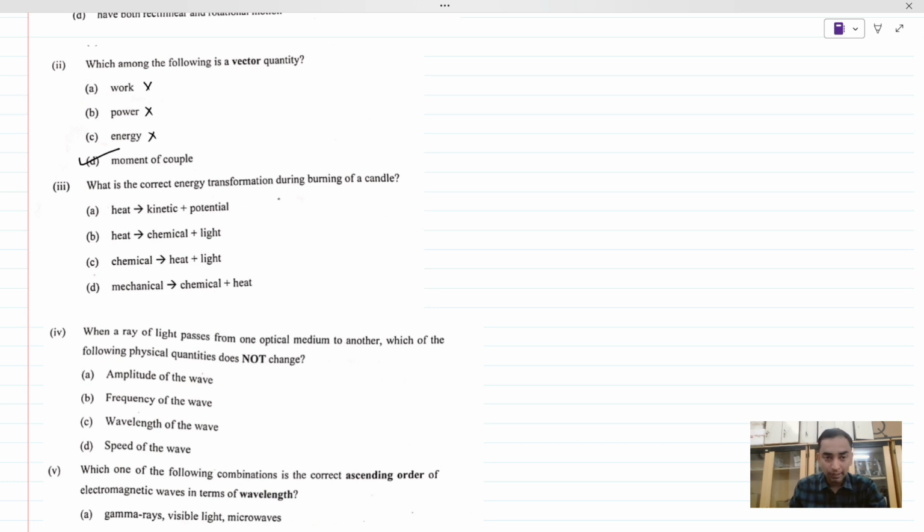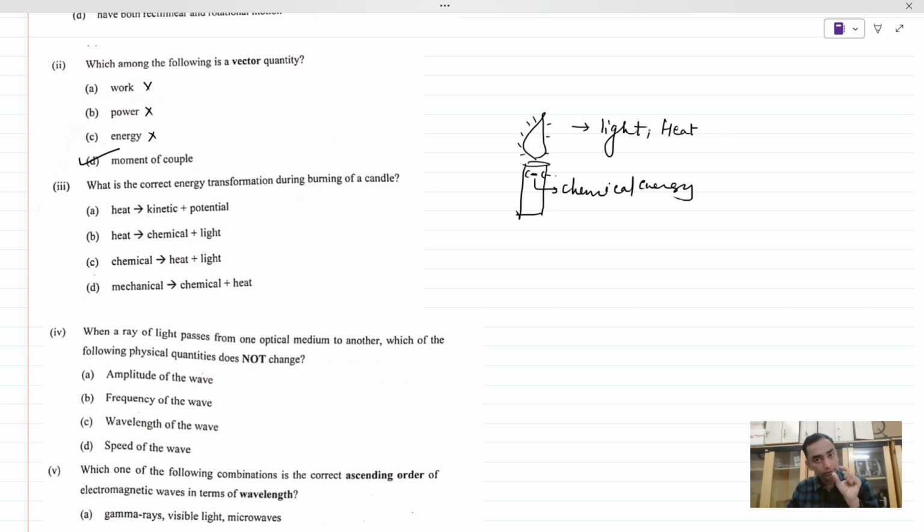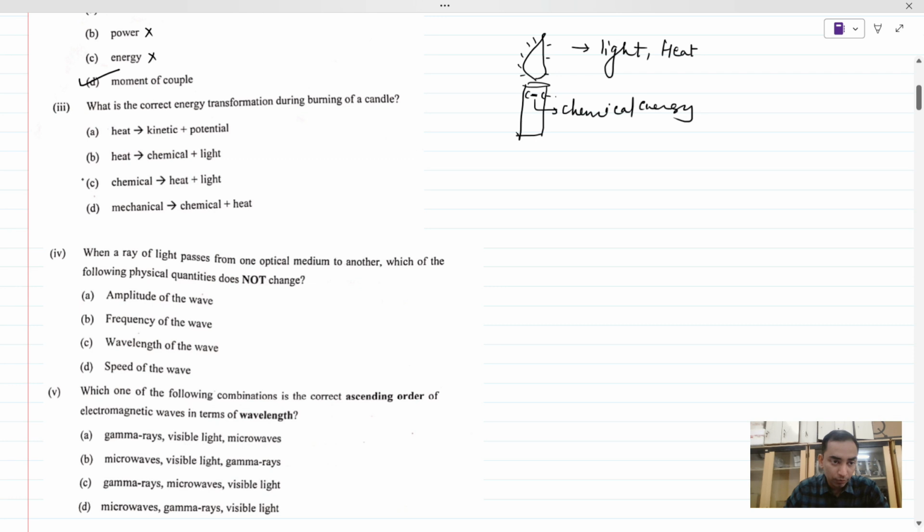What is the correct energy transformation during the burning of a candle? Now, the candle itself is a chemical, wax, right? So it has carbon and all those bonds, and the bonds have chemical energy inside them. Now, when you heat the candle, these bonds break. There is a chemical reaction, and as a result, we see the flame. That means light energy and heat energy are both liberated simultaneously, due to the chemical energy converting into light and heat. So option C would be the right answer.